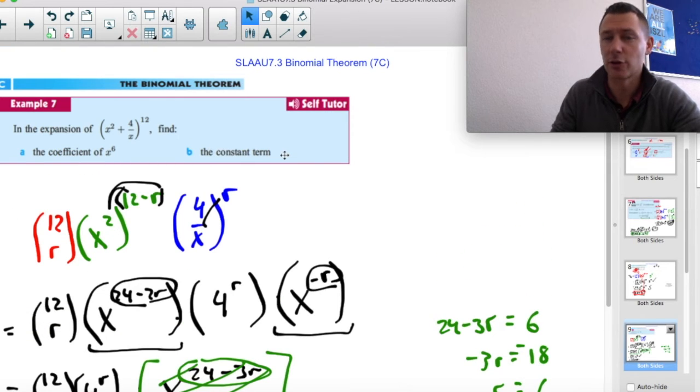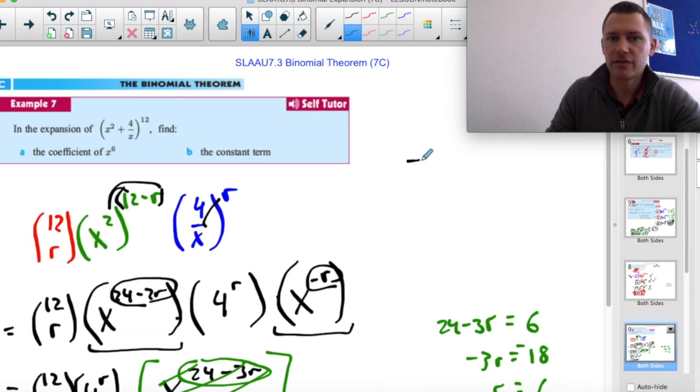Find the constant term. Constant term is like 7. Like 7x squared is not constant because x can change, and like 7x to the 5th can change. The value can change because the x can change. But the number that has no x's on it is called the constant term. And so really it has an x on it, but the x is 0.